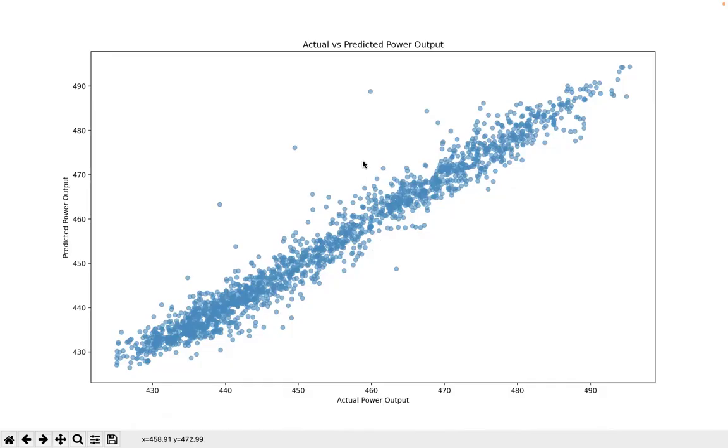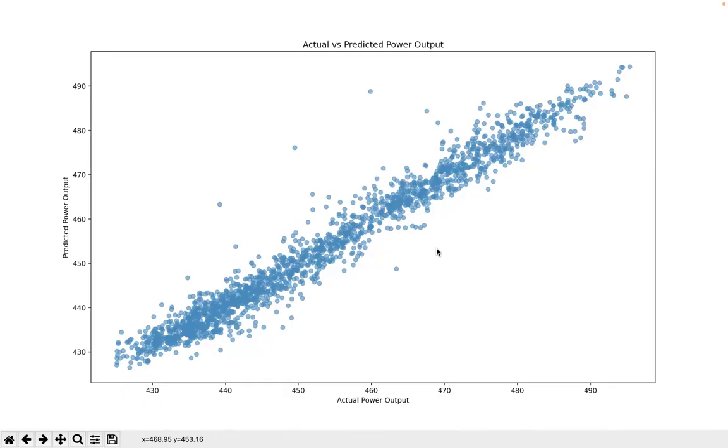Feature importance indicates how much each input variable contributes to a prediction. From this chart, we can see the temperature has the strongest influence on the power output, followed by the vacuum, ambient pressure, and relative humidity.